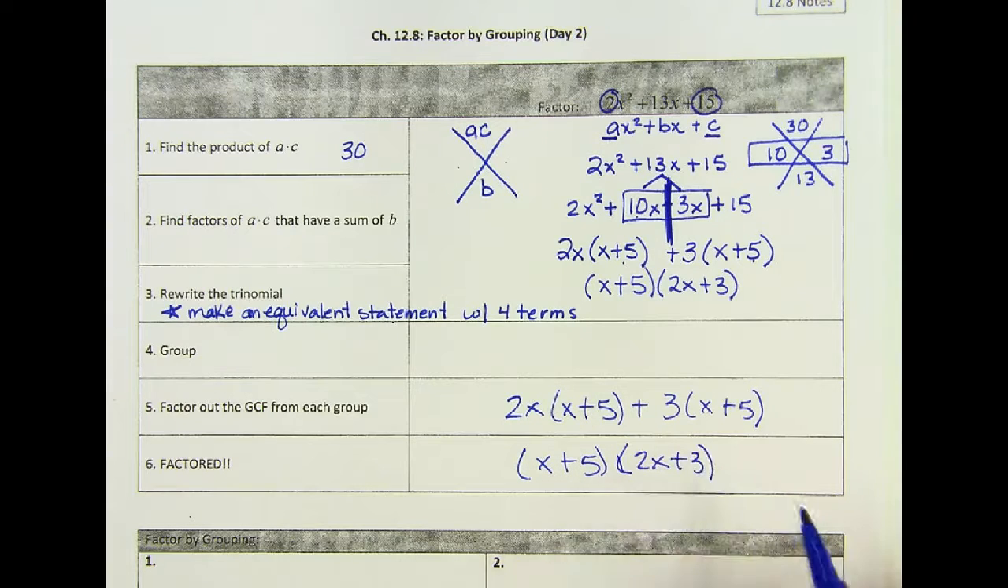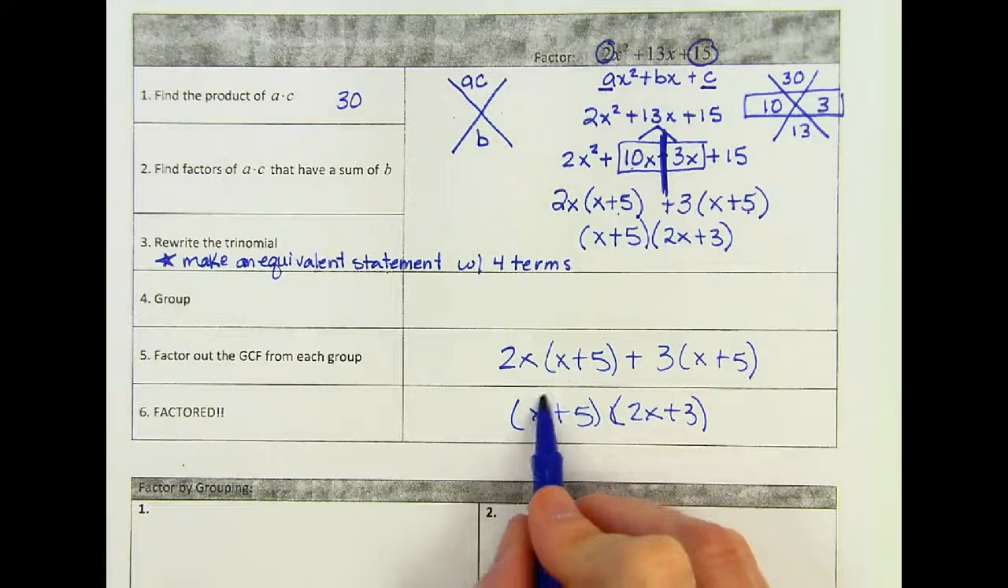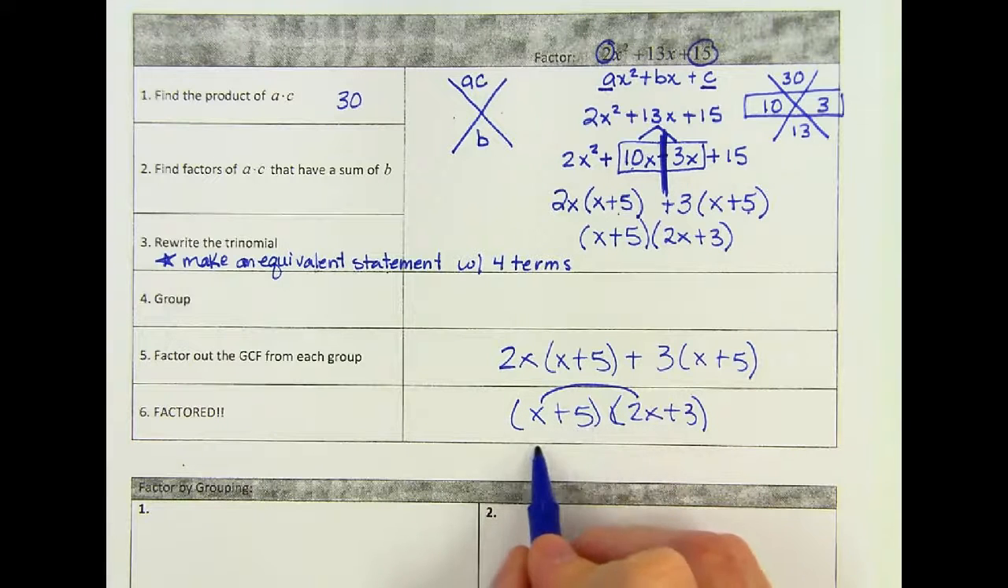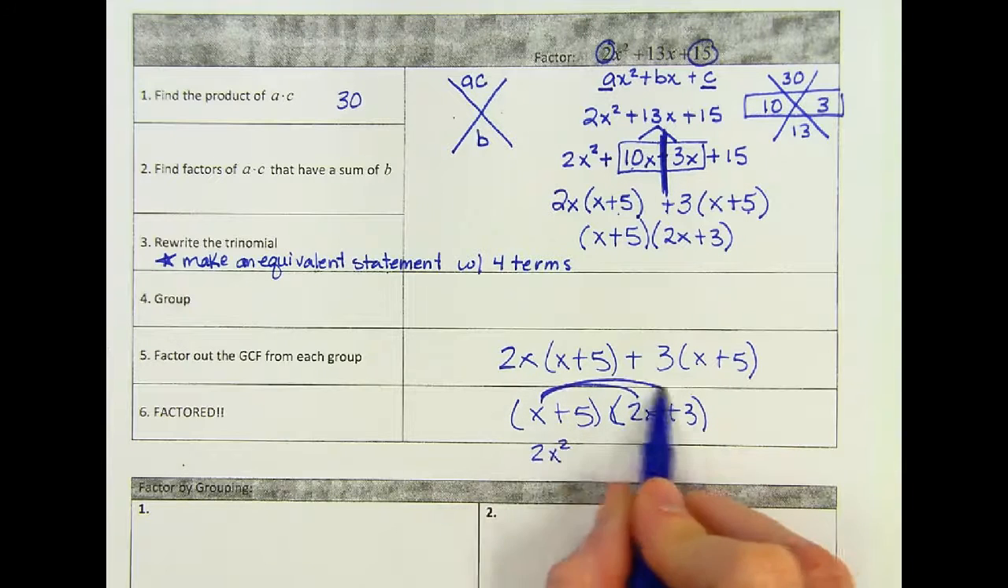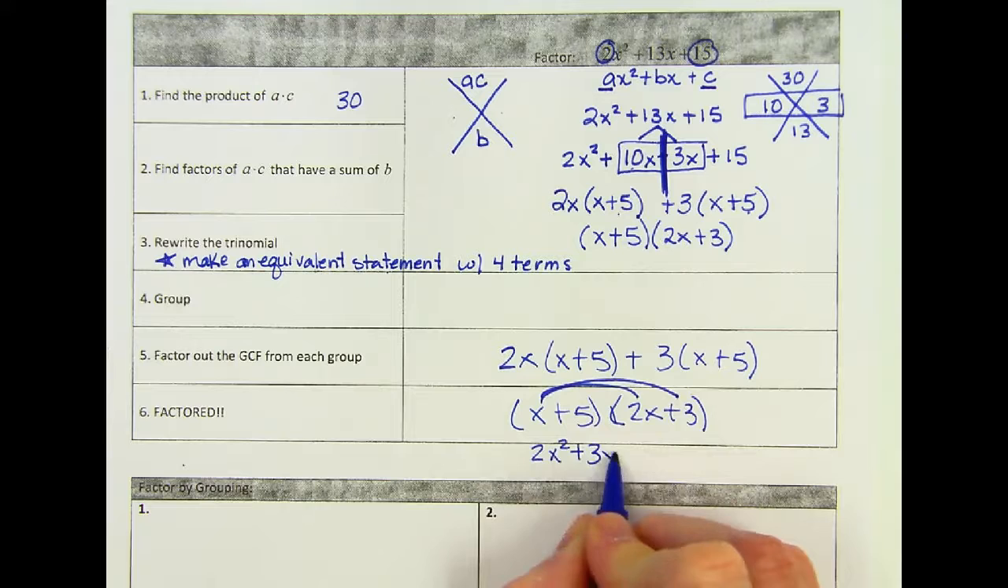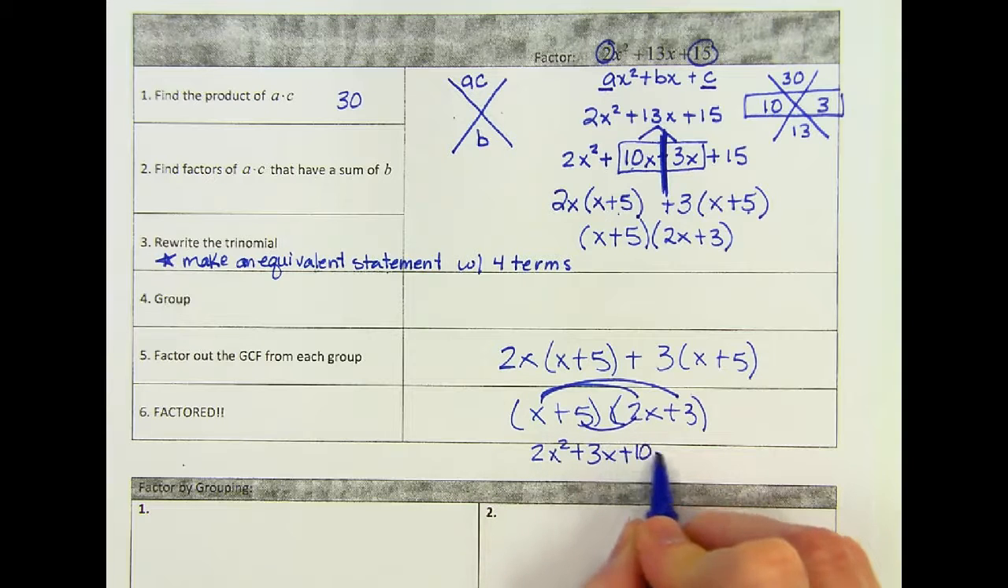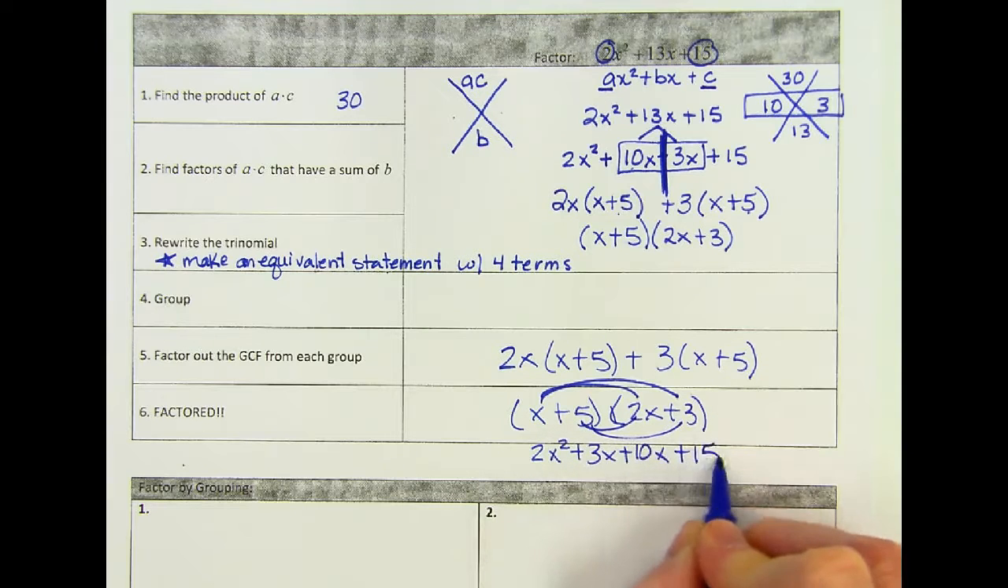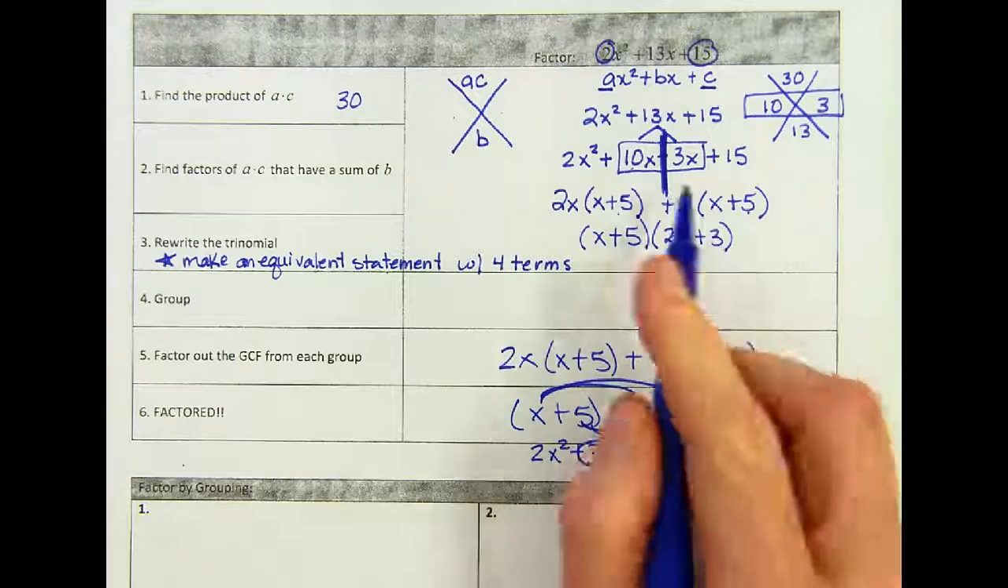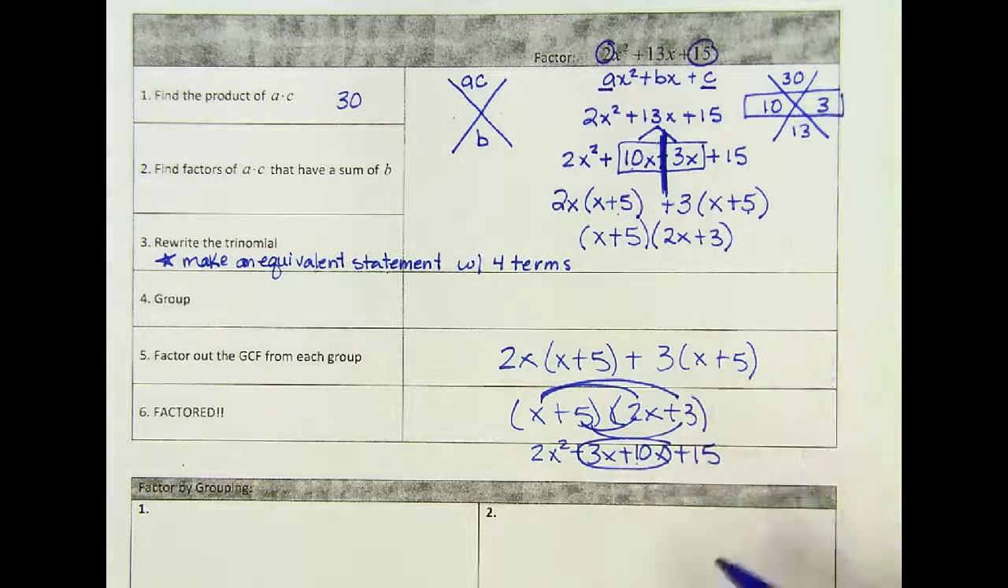Now, we always check our answers. So x times 2x is 2x squared. X times 3 is 3x. 5 times 2 is 10x plus a 15. That combines together to give you the 13x, and everything works.